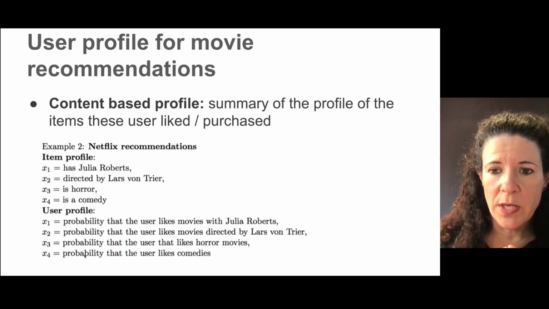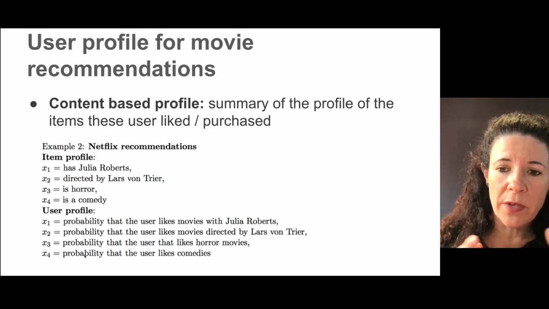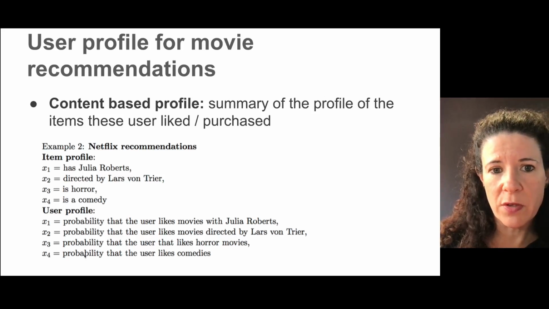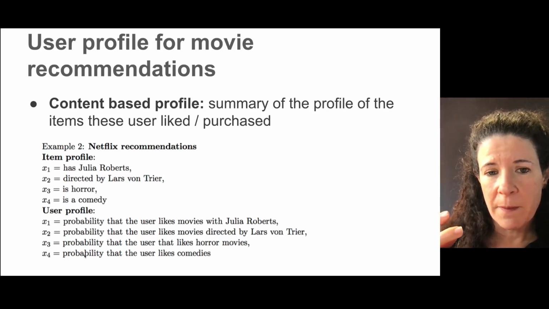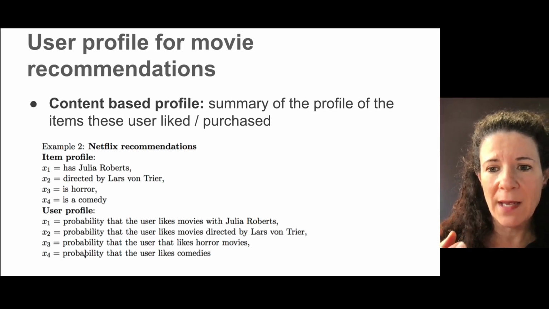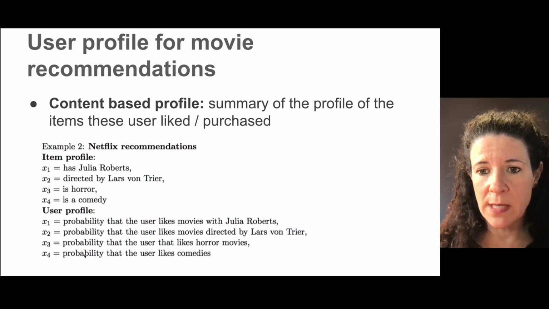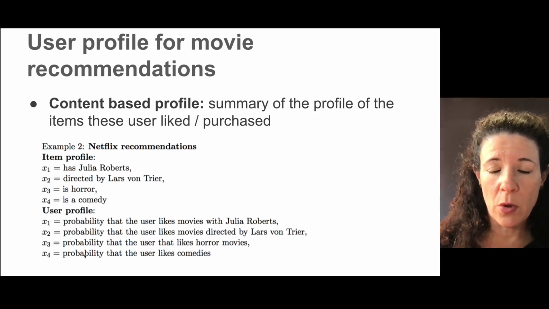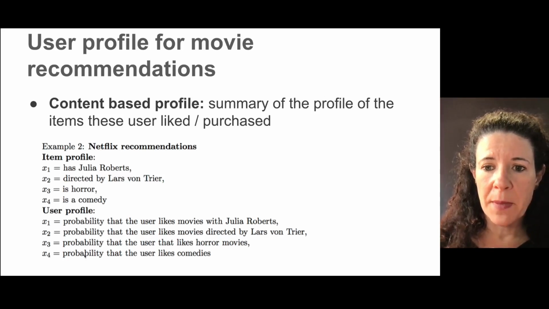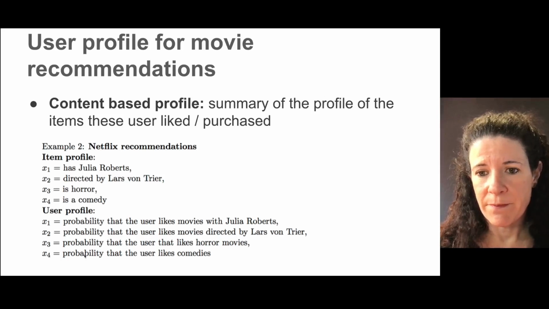And how can we use these content features to then compute user features? The way to think about a user feature could be a summary of the profile of the features of the items this user likes. So if I have watched 10 movies in the last year, you can look at all of the features of these 10 movies and make an aggregate of what is my user profile. Okay.